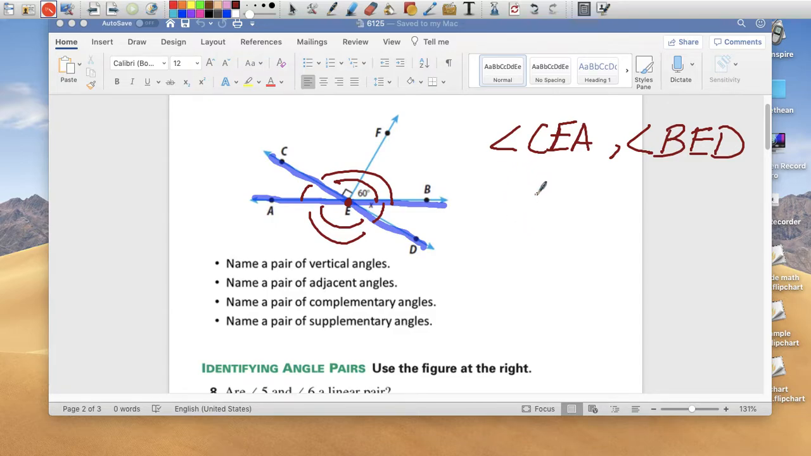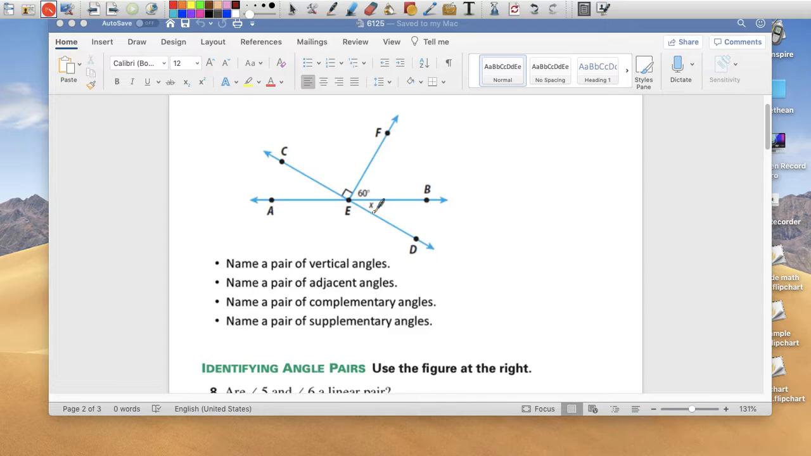Okay, so again, you can call that angle AED, and the big angle is called CEB. So those would be my vertical angles. Adjacent angles, not linear pair or anything, just adjacent.